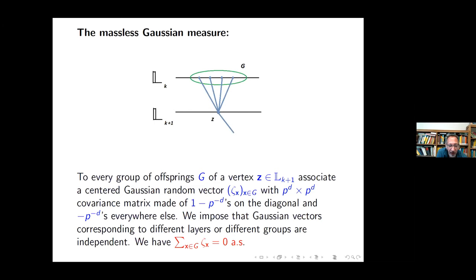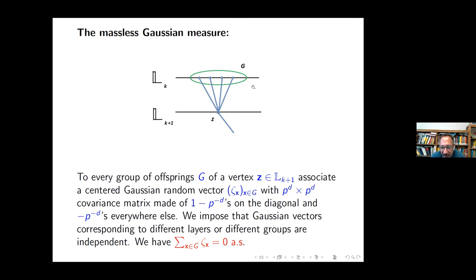All right. So what is the massless Gaussian measure? So here is how you can construct it. For every vertex in the tree, you look at the children of that vertex. There are p to the d of them. And so what you do is you throw in N(0,1) independent variables, one for each. And then by decree, you impose that the sum of these N(0,1)s is going to be zero, okay?